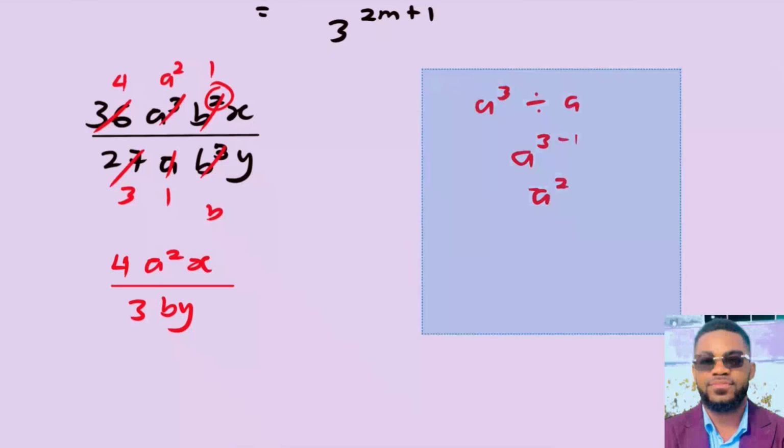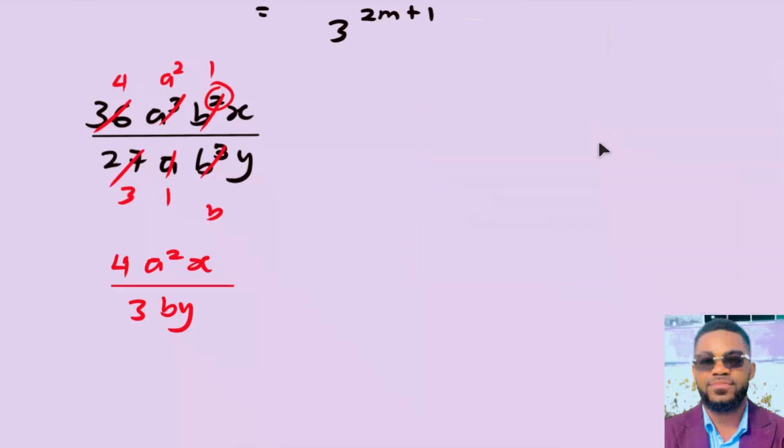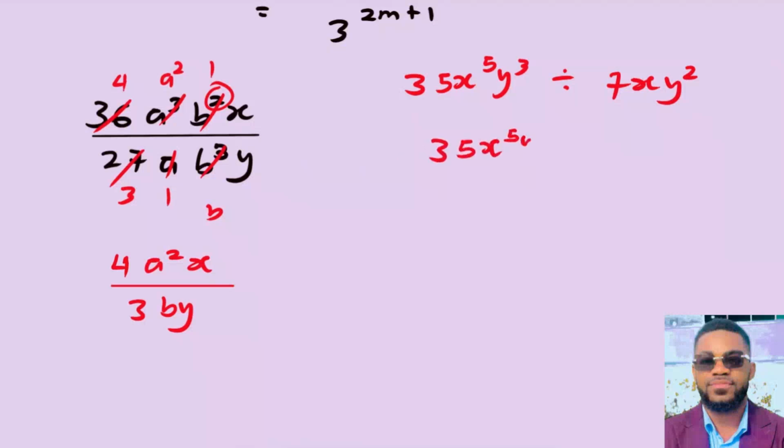Let's get another question solved, still on the indices. So very soon, I will turn the attention to exponential equations, and we see how we can simplify those too. So this is going to be our last question on the powers of numbers. So we have 35 x exponent 5 y exponent 3 divided by 7x y exponent 2. So we can write this one in this form. So that's going to be 35 x exponent 5 y exponent 3 out over 7x y exponent 2.